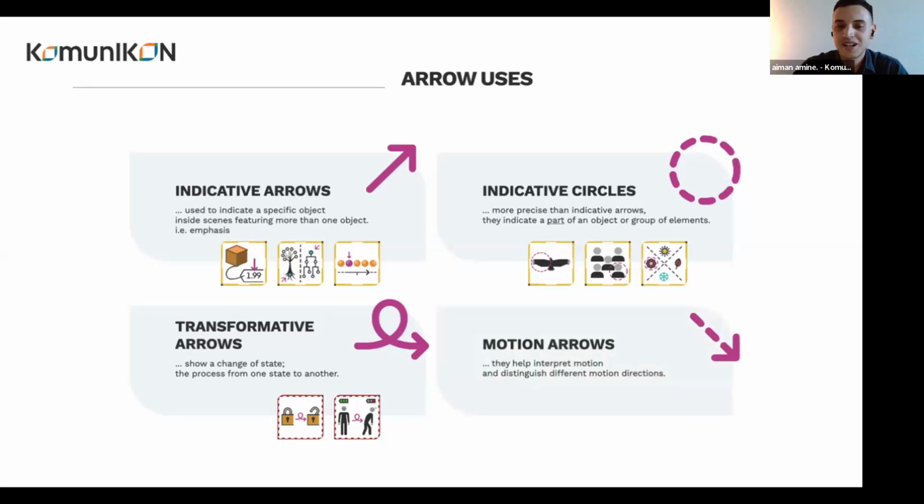The fourth and last type is our motion arrows, and they help interpret motion and distinguish different motion directions. Those are pretty simple. They don't need much explanation. You see them in comic books. You see them everywhere. They just help show the direction of the motion or the action happening.